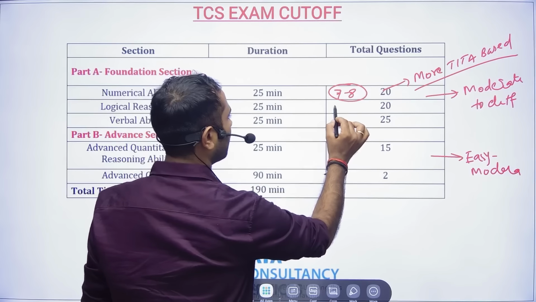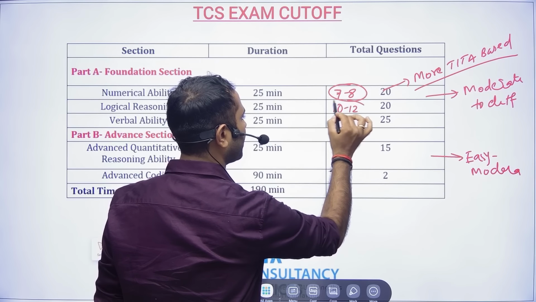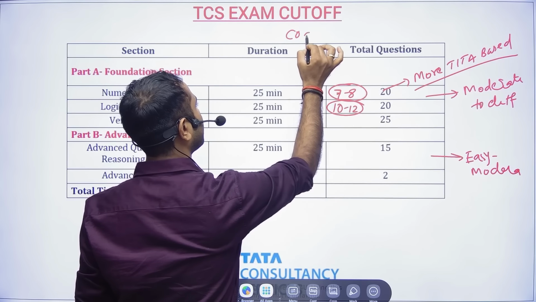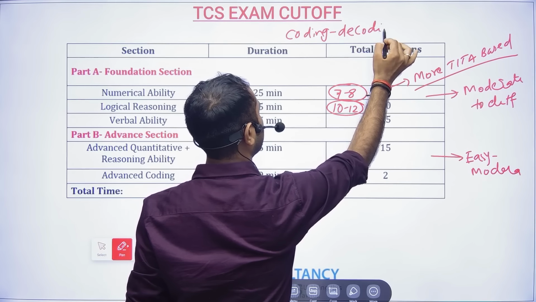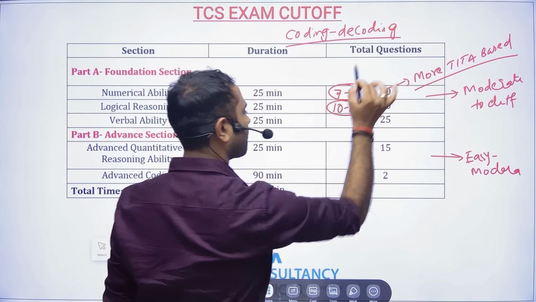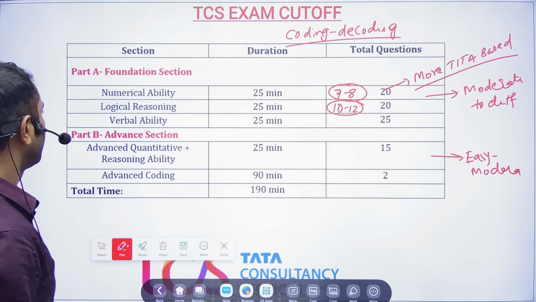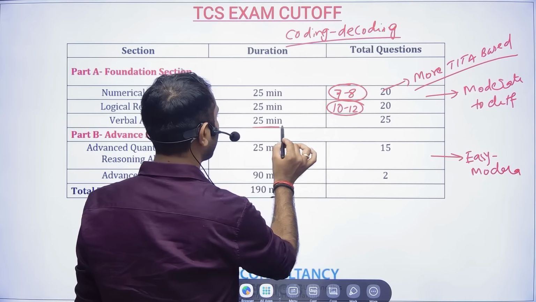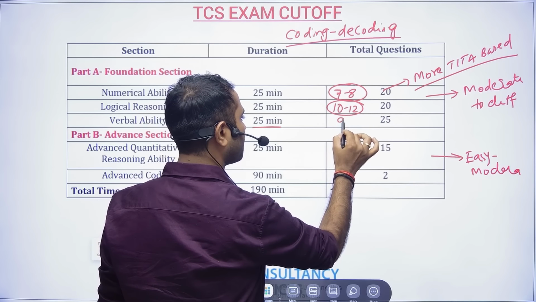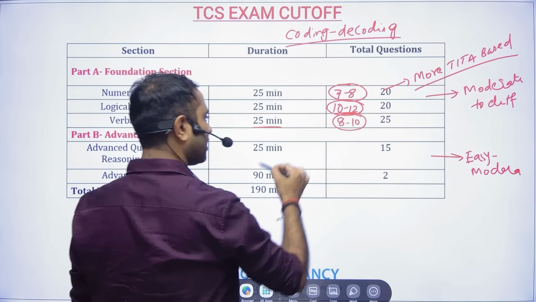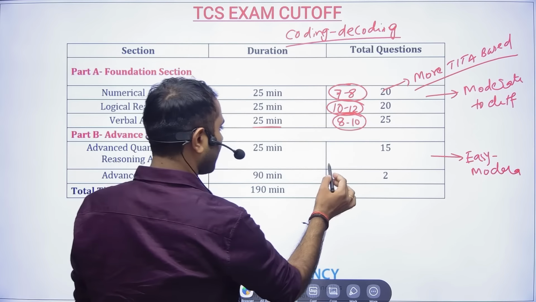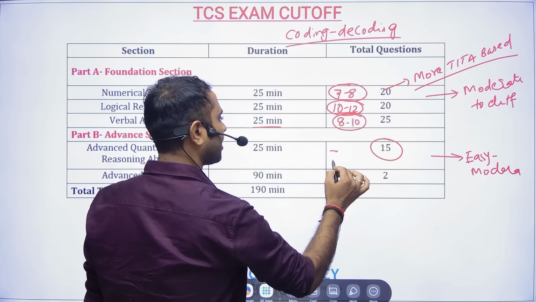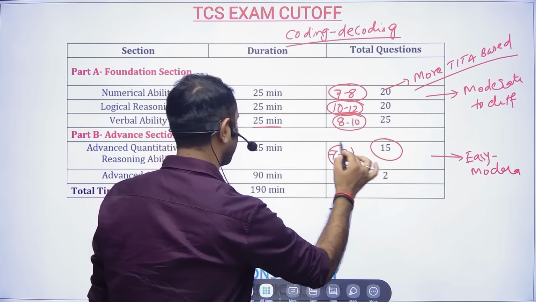Logical reasoning, definitely your cutoff will be 10 to 12. See, students are telling, sir, it was coding and decoding, definitely there were a lot of questions from coding and decoding. And verbal ability, again your cutoff will be around 8 to 10, not more than that. It will not even cross 50%. Advanced aptitude and reasoning, here 15 questions are there. Again same here, 7 to 8 will be the cutoff.